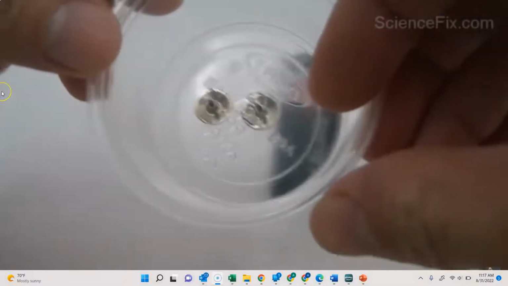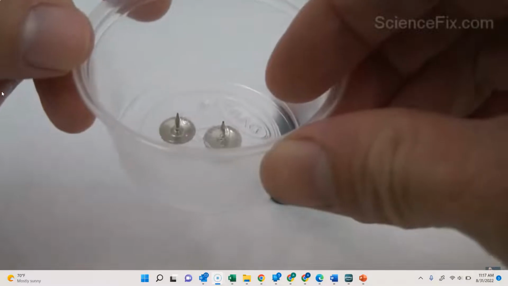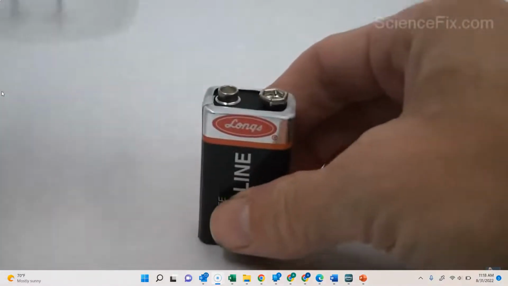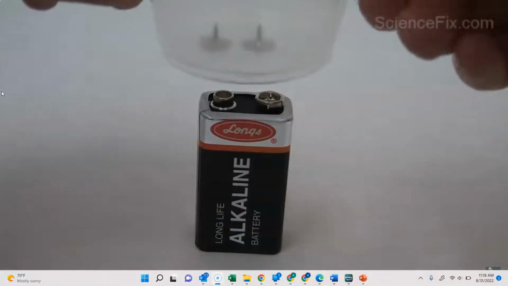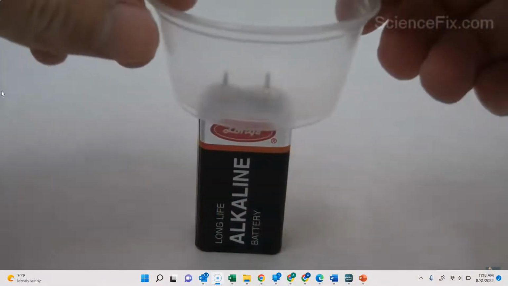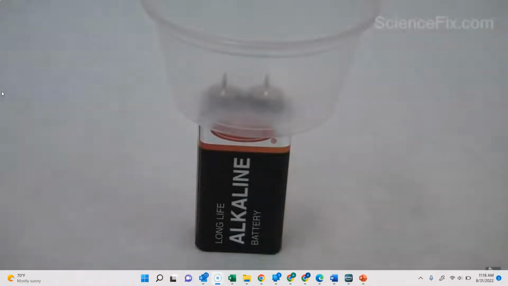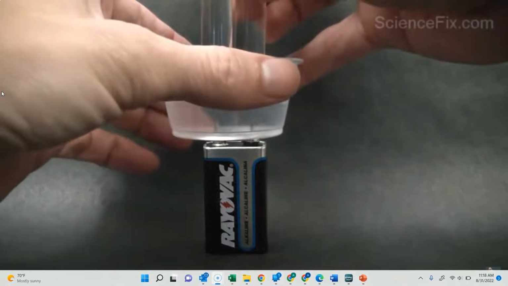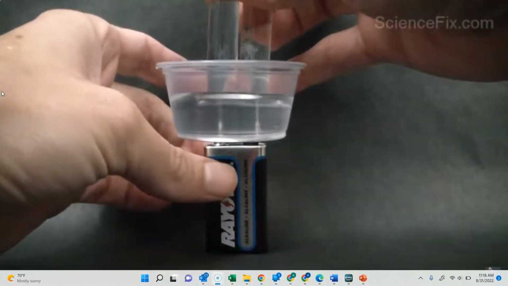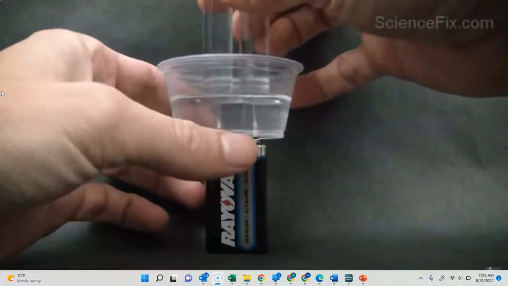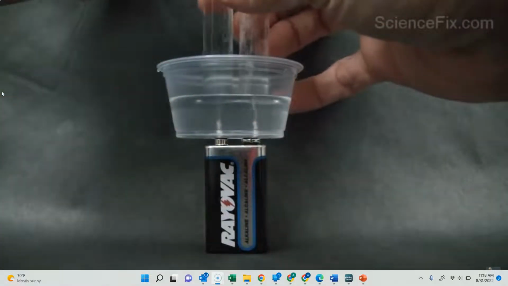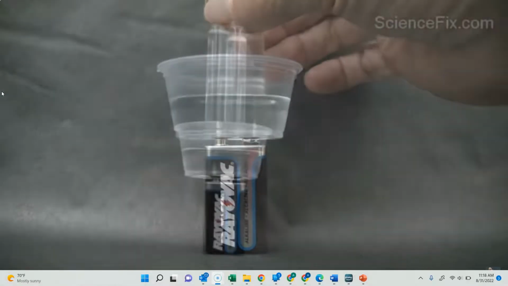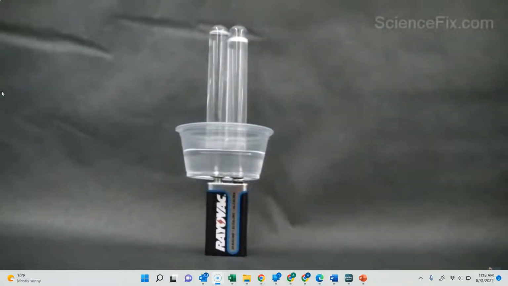So you can see here we have just a simple cup with two thumbtacks inserted at the bottom, equally spaced, so that we can put a battery on there. And what the electricity is going to do is it's actually going to break up the water. We put a little baking soda into the water to make sure the electricity flows, but you can see the bubbles forming. You've got hydrogen and oxygen bubbles escaping from the liquid, going up into those test tubes and filling them up in the top there.